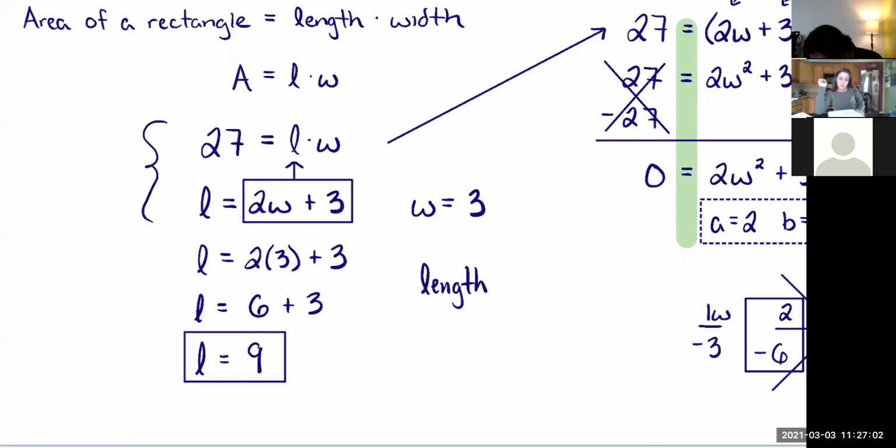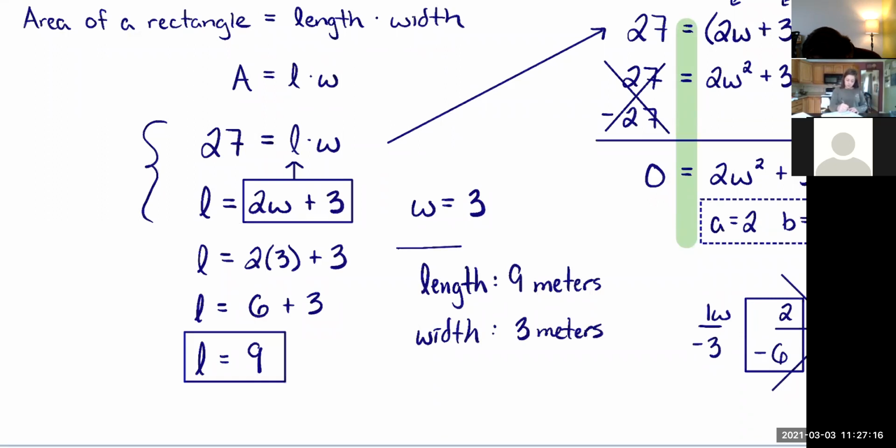So to summarize, our length is 9 meters. Our width is 3 meters. What a process.